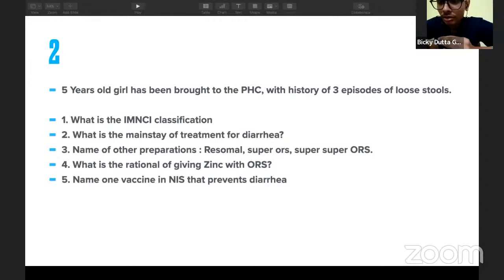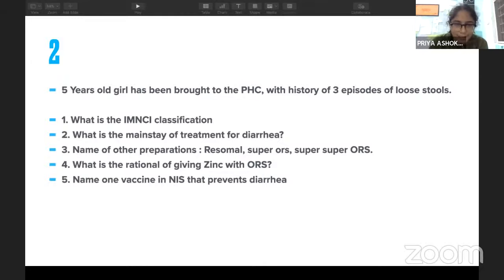Mild, moderate, severe? No, it's no dehydration, some dehydration, severe dehydration. Yeah, okay, I'll take that. What is the mainstay of treatment for diarrhea? Oral rehydration therapy. Right.